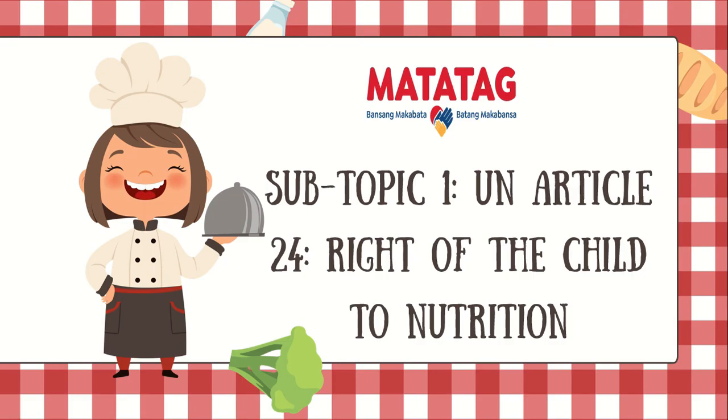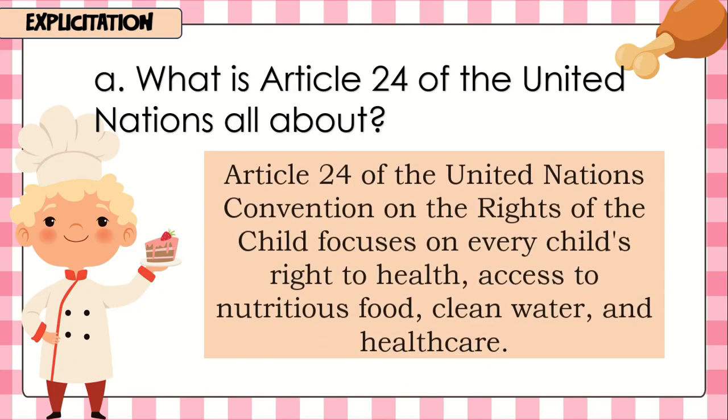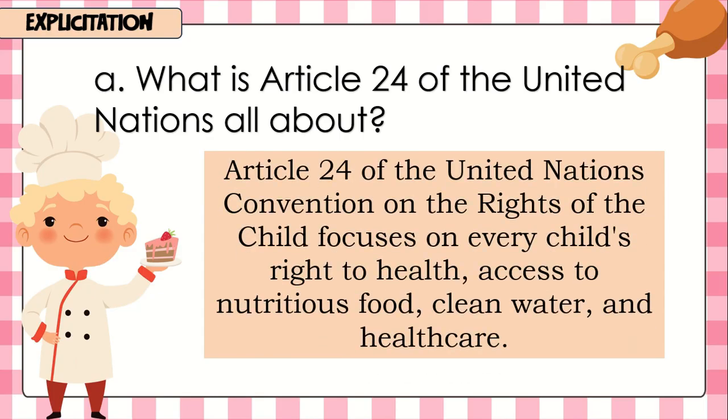For the subtopic 1, UN Article 24, Right of the Child to Nutrition. What is Article 24 of the United Nations all about? Exactly. Article 24 of the United Nations Convention on the Rights of the Child focuses on every child's right to health, access to nutritious food, clean water, and health care.